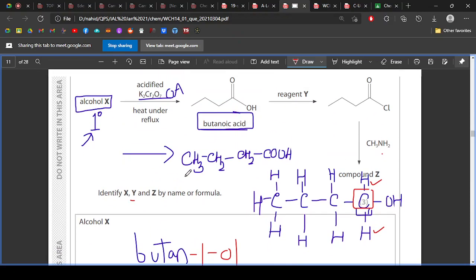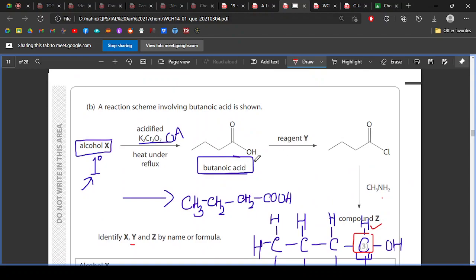And then we have to identify what Y is. So look at this. What is happening with Y? You take this butanoic acid and it is converted to this compound. What does this compound look like to you? Any idea? If I draw the full structure, the compound is like this, with COCl, something like this. Do you know what this compound actually is? It's definitely not an alcohol.